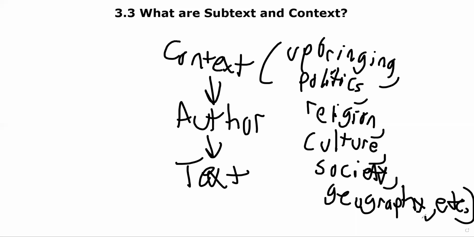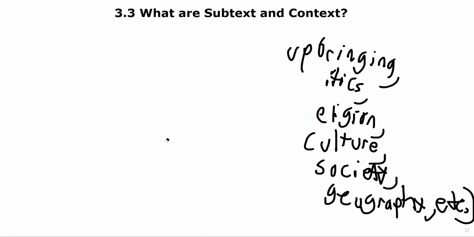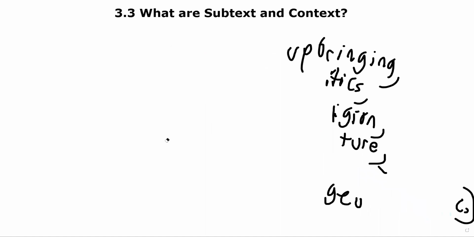So to summarize, the text is the thing that we are analyzing. In the case of literary analysis, it's a piece of literature, usually a novel, a short story, a poem, or a play. Subtext is that which is underneath the surface of the text, and that is the thing that we are trying to get at when we do analysis.